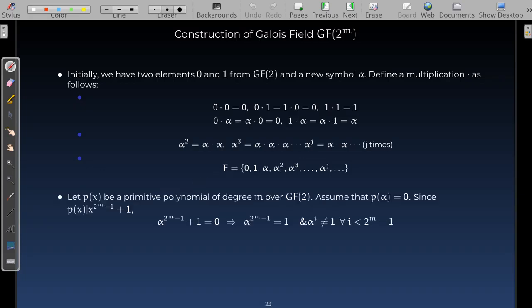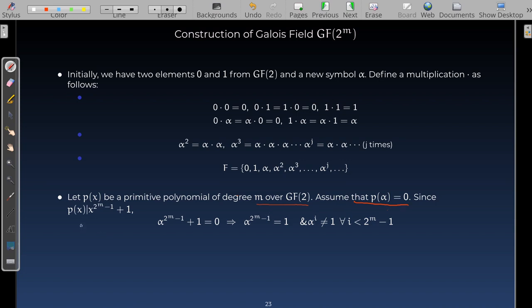Now let's define a primitive polynomial p(x) of degree m over GF(2). We can always get a polynomial of degree m over GF(2), and we are going to assume that alpha is a root of this primitive polynomial. What that means is that p(alpha) is equal to 0.